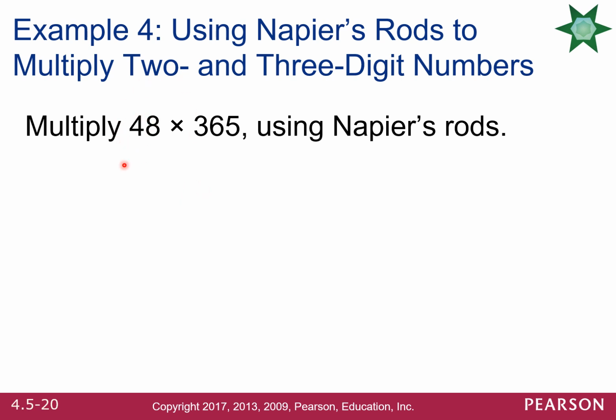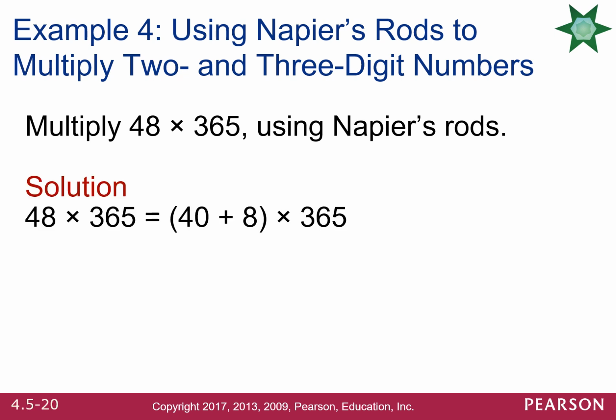Somehow we have to get that 48 to single digits without really changing the value. So let's go through the process step by step. The first step here: it says 48 times 365. So what they did was break up 48 and write it as 40 plus 8 times 365.